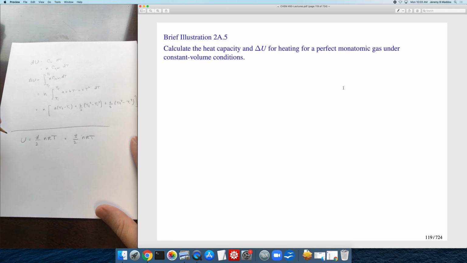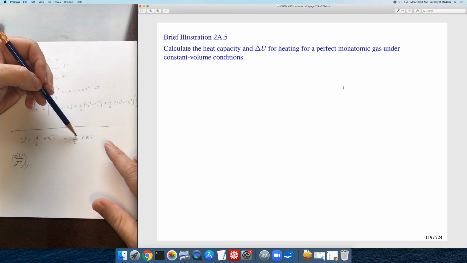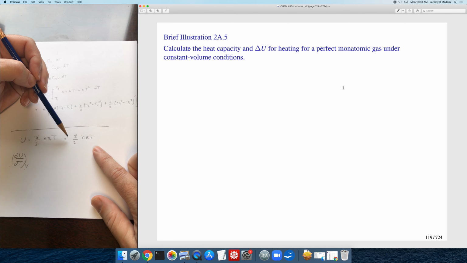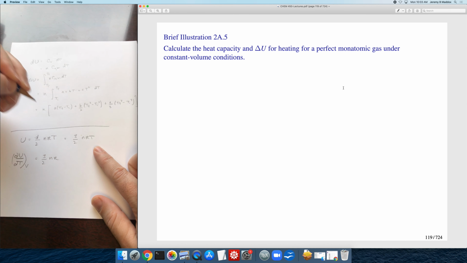How do we calculate the heat capacity when we know the internal energy? We use the definition. We want to calculate the first derivative of U with respect to T, keeping volume fixed. That's easy to do in this problem because U does not depend upon volume for the ideal gas. And so we just need to calculate an ordinary derivative of U with respect to T. And that's pretty easy in this case. We simply get 3/2 nR. So there's the heat capacity.